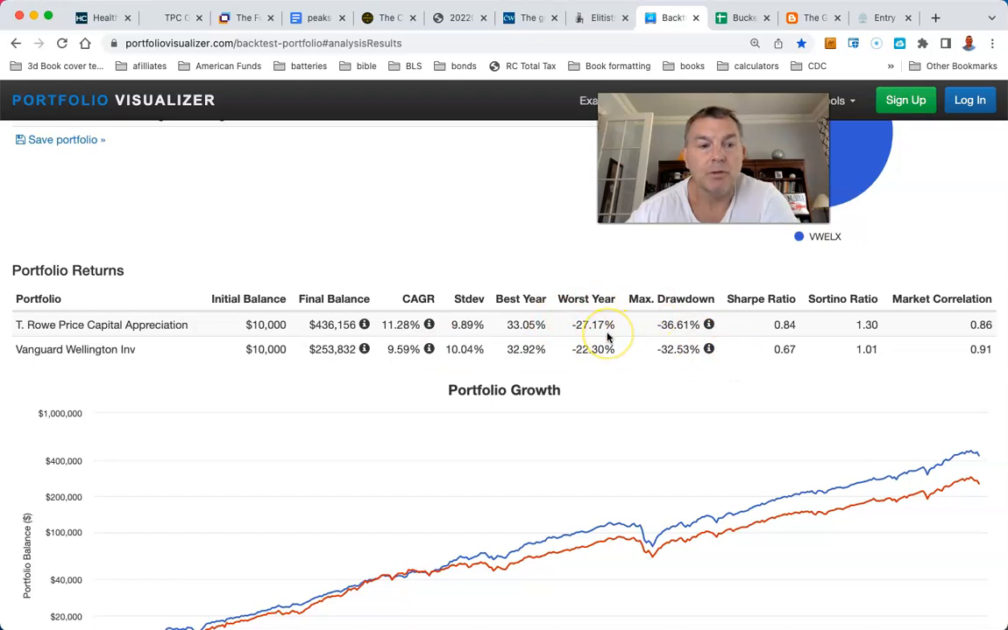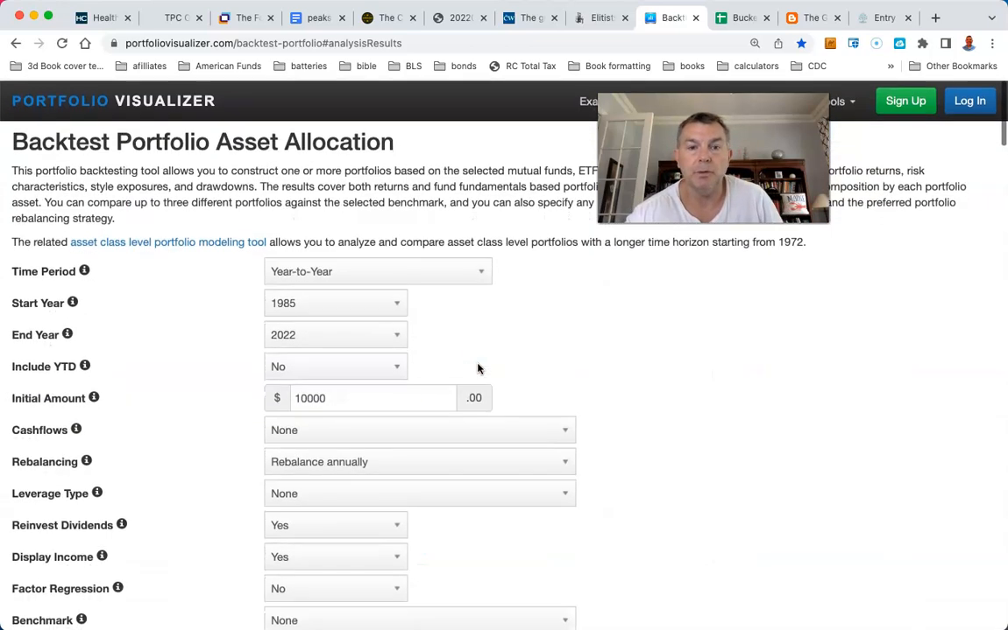Max worst year, 27% for Wellington and 22% for T. Rowe Price. Pretty doggone close similarities in terms of downside risk. Max drawdown, a little bit more for T. Rowe, but not much. 36 versus 32. All right, so far so good.